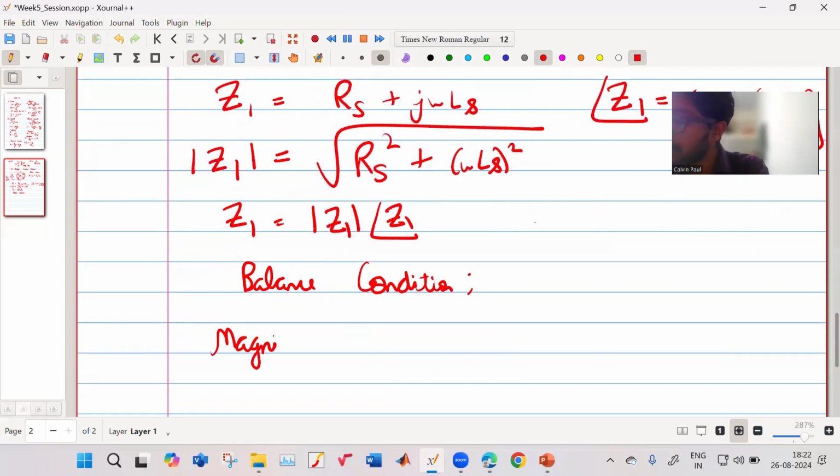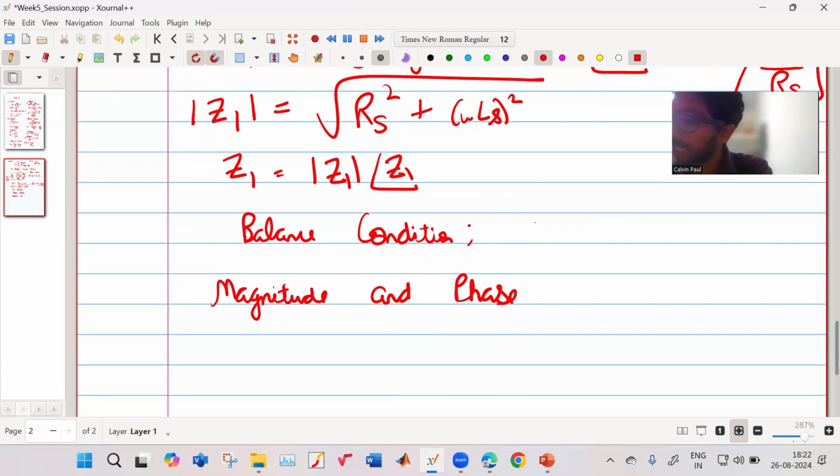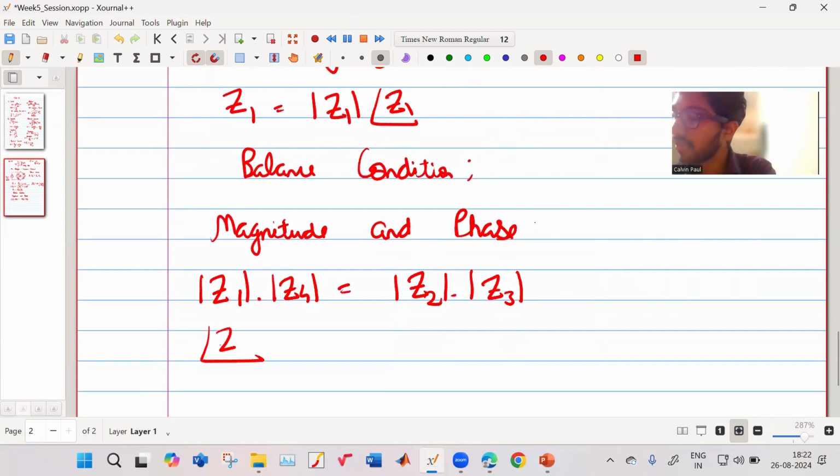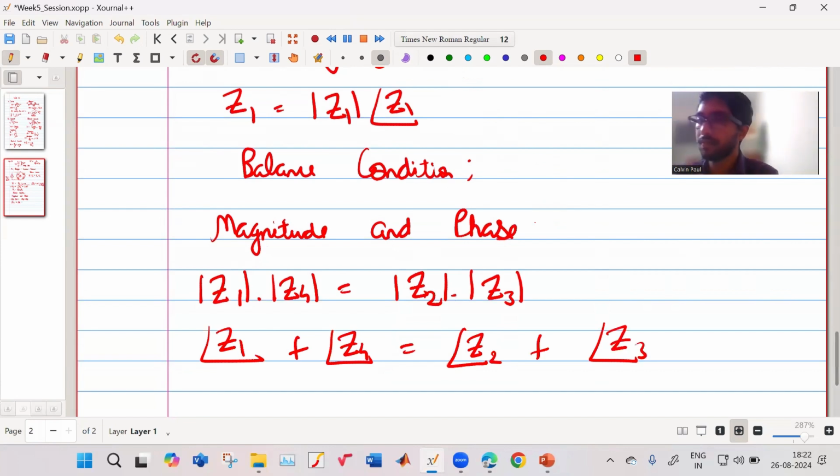Magnitude and phase. Both should be satisfied. What does that mean? Magnitude means mod of Z1 into mod of Z4 should be equal to mod of Z2 into mod of Z3. What does phase mean? Angle of Z1 plus angle of Z4 should be equal to angle of Z2 plus angle of Z3.